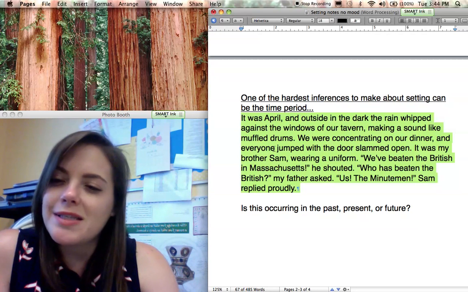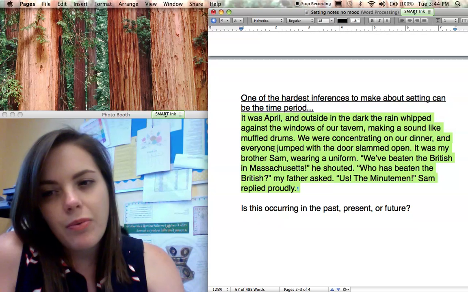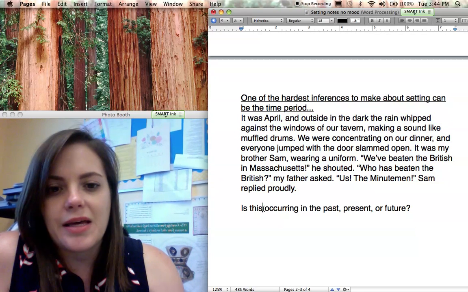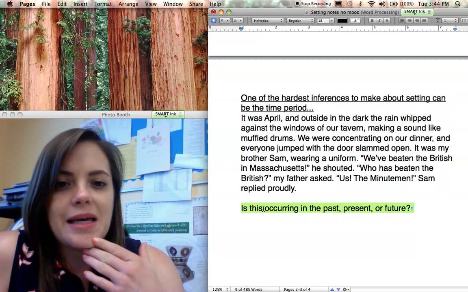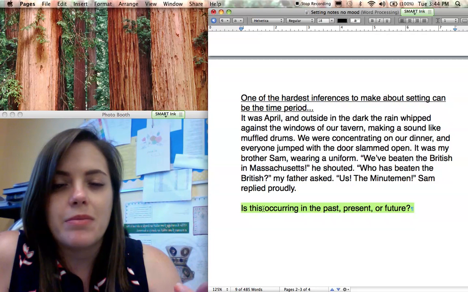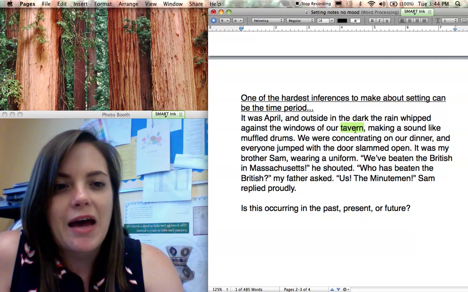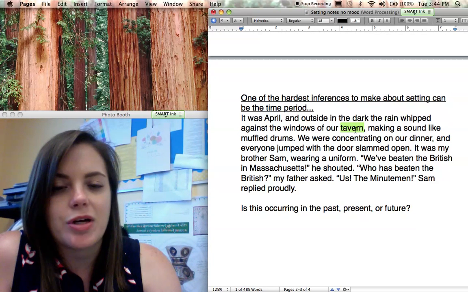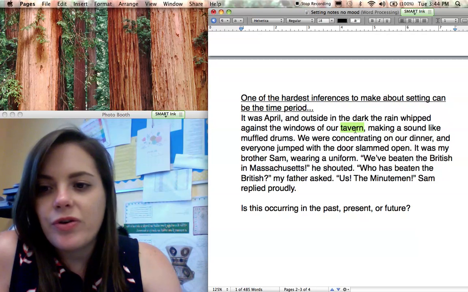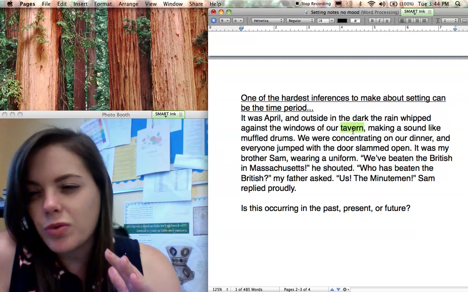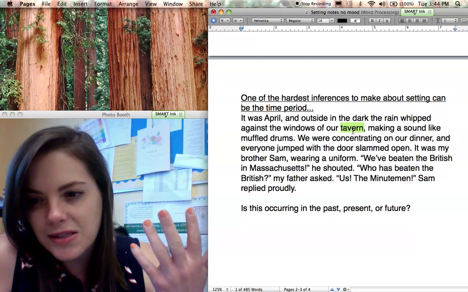All right, so is this occurring in the past, present, or future? Looking at this, I see some information about time in general. It's April, we're in a tavern, but past, present, or future? I think there are a few clues to help us figure it out. One, they're sitting in a tavern, which sounds kind of like an old-timey word, even though they still exist to some extent.